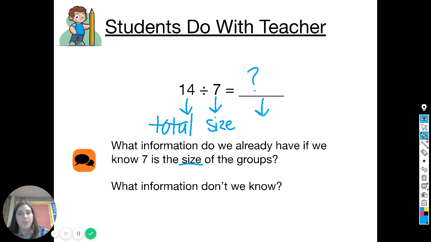Well, that brings us to what information don't we know? Well, we've got our question mark over here. We've already figured out what the total is, what the size of each group is. So what is left that we don't know? Go ahead and write that on your whiteboard and hold it up. What is this unknown right now? So what we don't know is the number of groups.